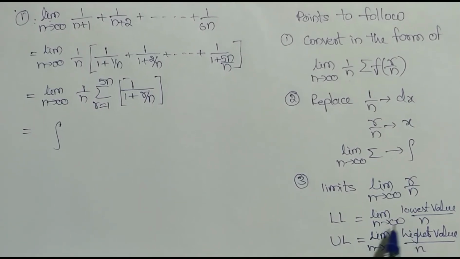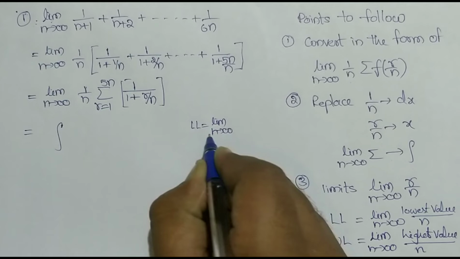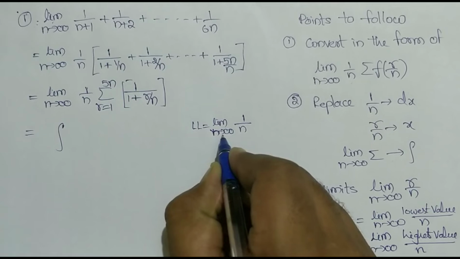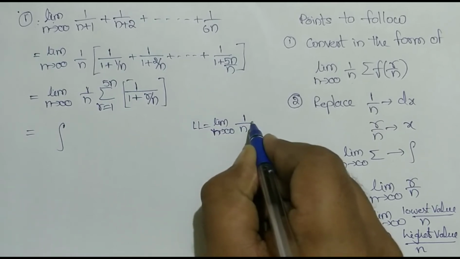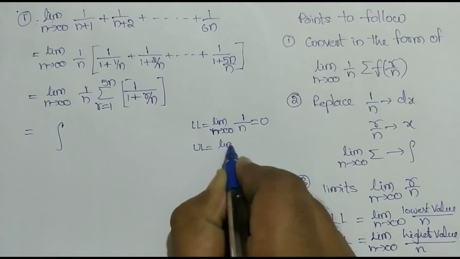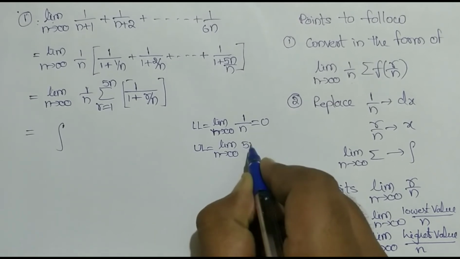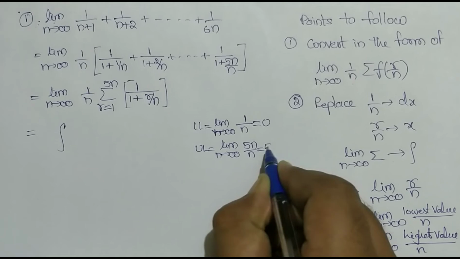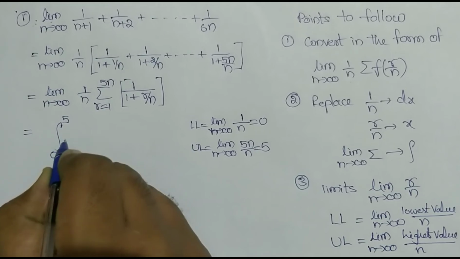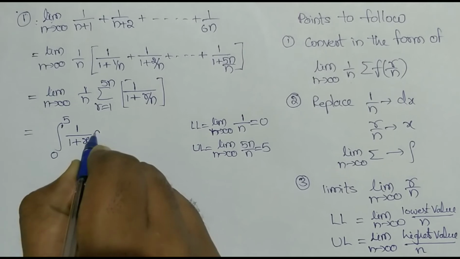So for the lower limit, n tends to infinity, the lowest value is 1 upon n. If you substitute infinity here, 1 by infinity will become 0. Now for the upper limit, the highest value of r, limit n tends to infinity, is 5n upon n, so it is 5. So integration from 0 to 5, 1 upon 1 plus x dx.